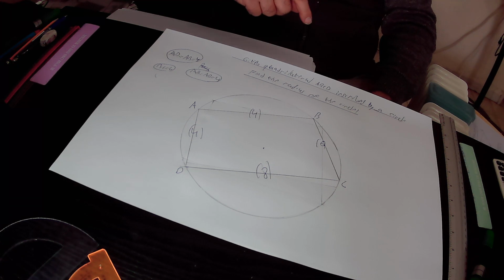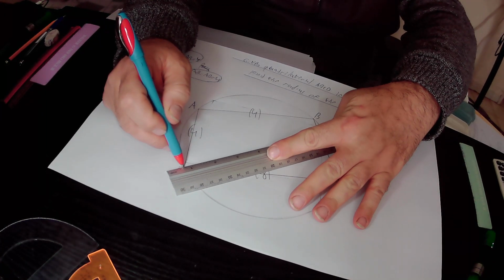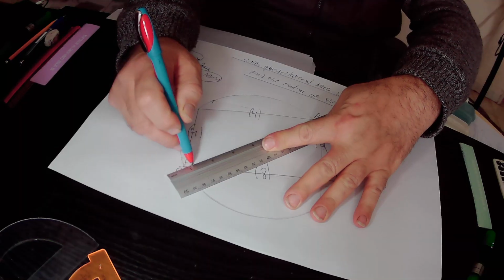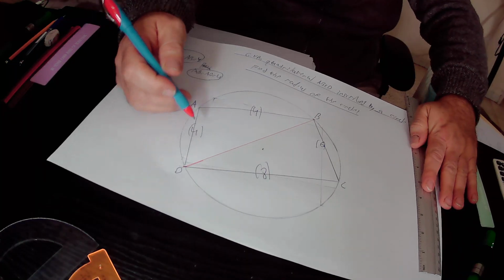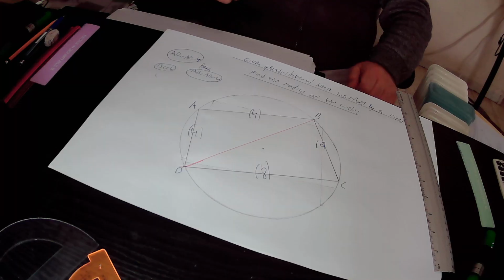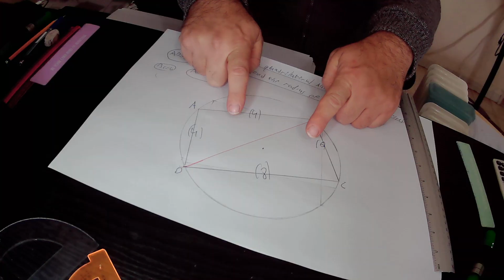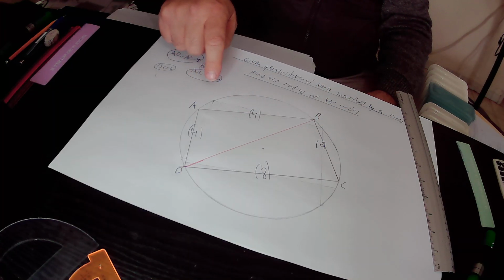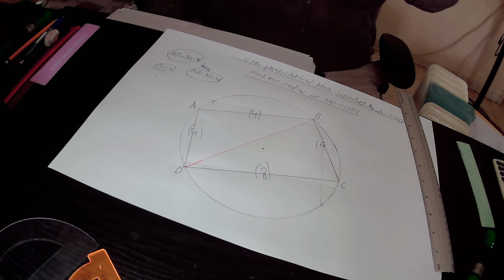So first of all, we'll join points B and D together by a straight line. By joining points B and D, we divide the big quadrilateral ABCD into two triangles. The upper triangle is triangle ABD and the lower triangle is triangle BCD. So we will implement the law of cosines on both triangles.